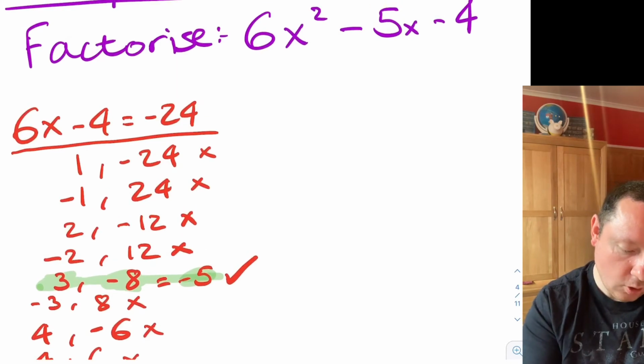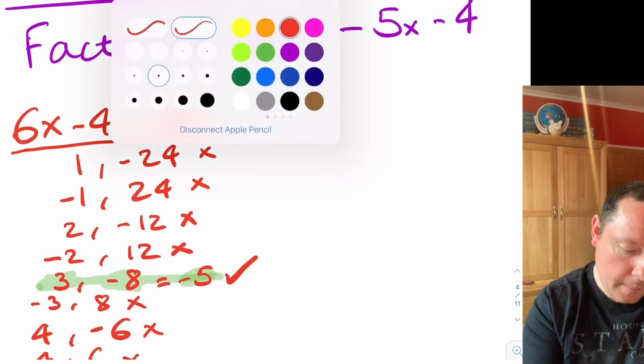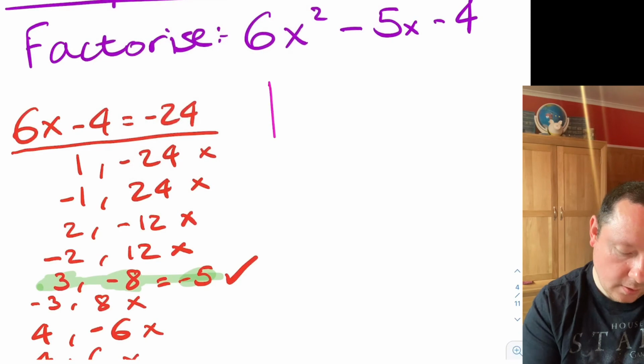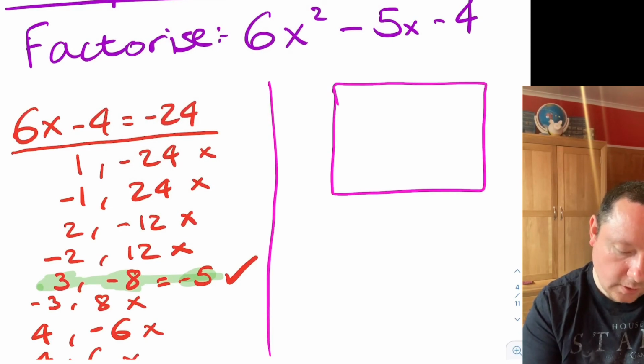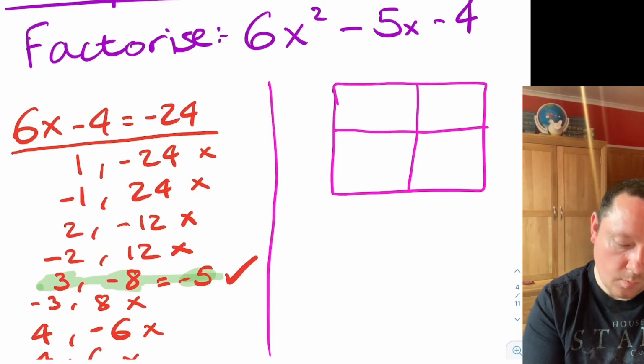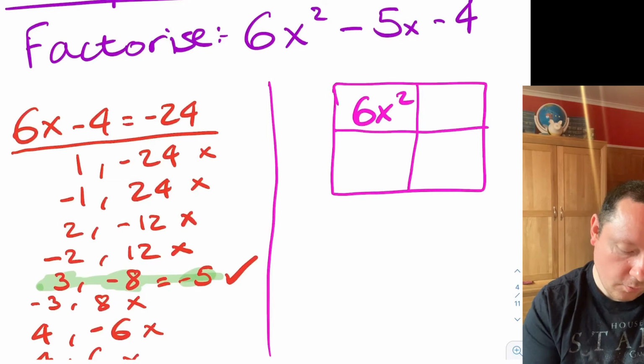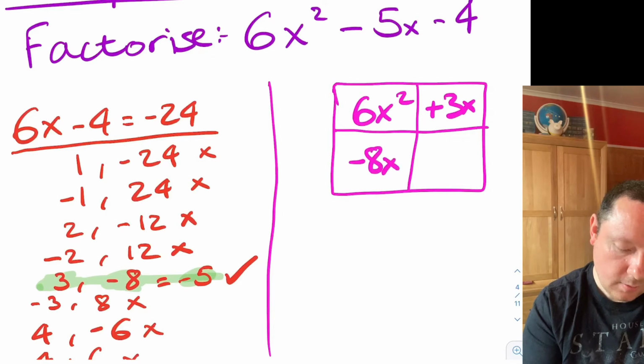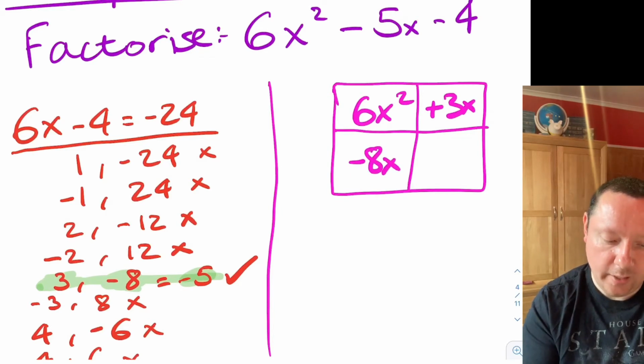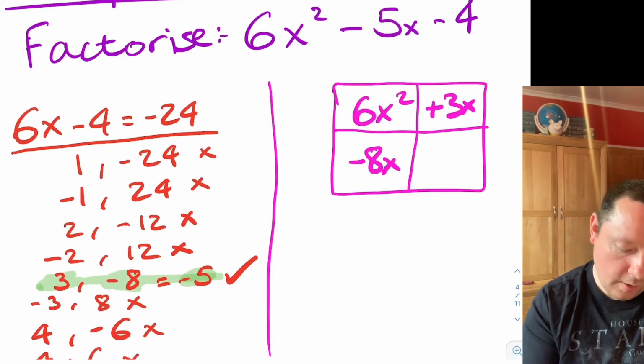So we can now draw our grid on the side. Just to make this a little bit neater, I'll just put a line here. So there's a grid. So we've got 6x squared on the top. But now we've got plus 3x. And we've got minus 8x. Just check again, 3 take away 8 is minus 5, awesome. And then we've got minus 4 in the end.